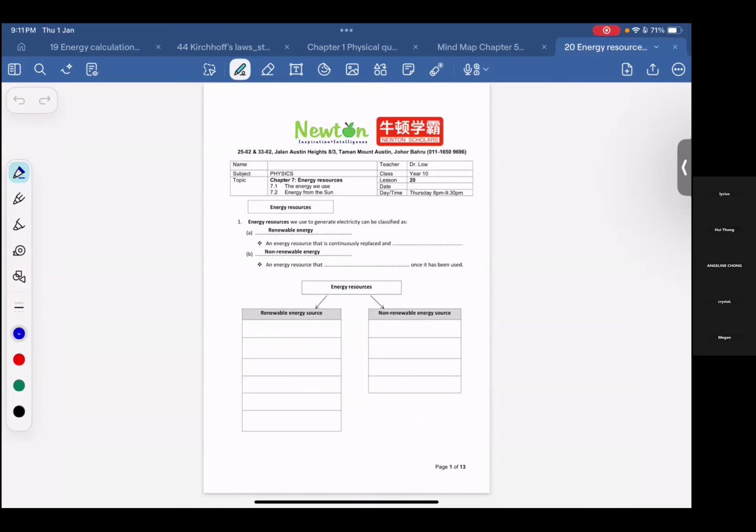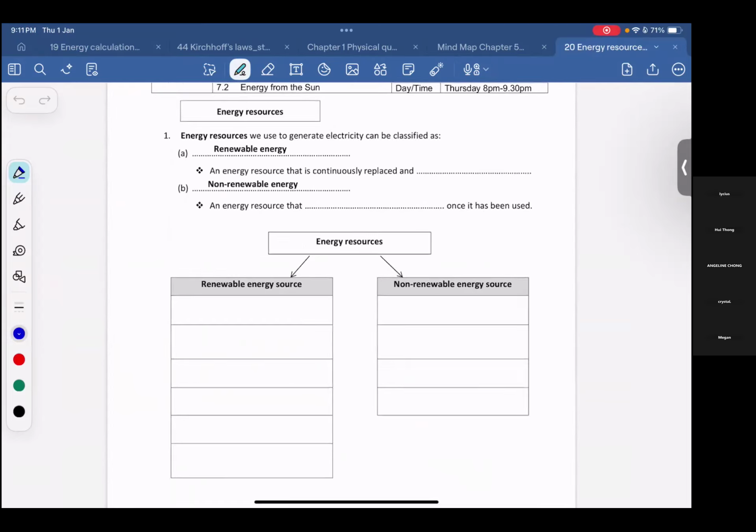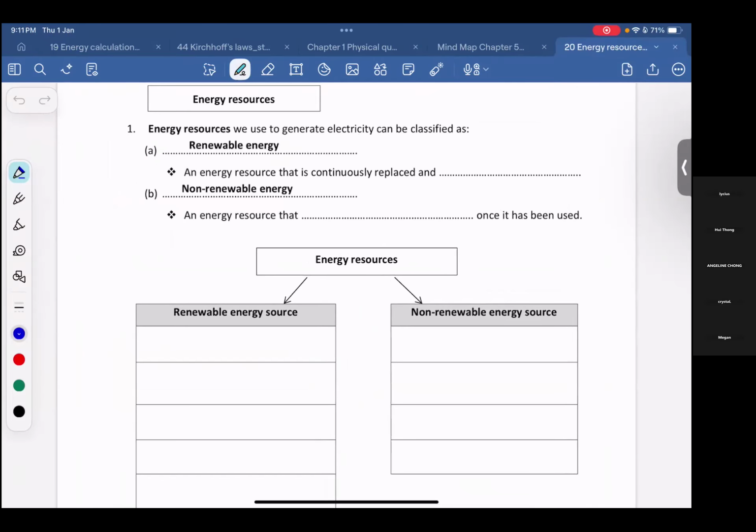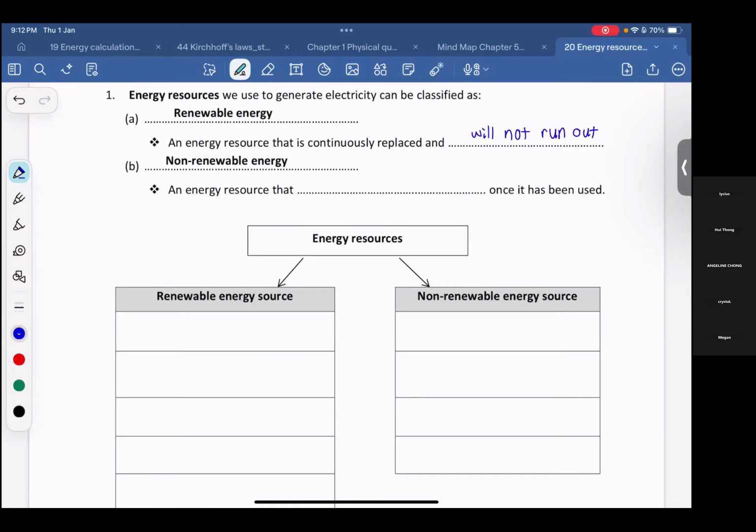So this one is about energy resources. Okay? So here, for energy resources, we have two types. One is called renewable, another one is called non-renewable. Renewable is the resources that we can continue to use after we use them; we still can replace them and then continue to use. Okay, it will not run out. Non-renewable means that once finished using, there is no more. Okay, so it cannot be replaced.